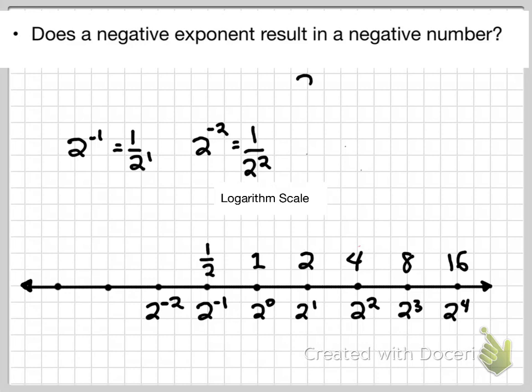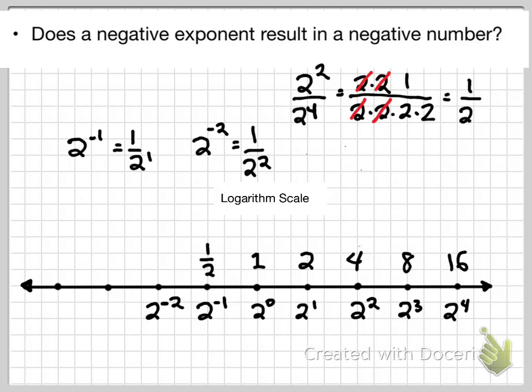So, for example, let's say I have 2 squared divided by 2 to the 4th power. If I write this out as a multiplication problem, I would have 2 times 2 on the top, and 1, 2, 3, 4 2's on the bottom. Again, these 2's cancel out, and we're left with 1 over 2 times 2, or 1 over 2 squared, and of course that equals 1/4. If I had applied the quotient rule, 2 minus 4 is -2. So I've just proven to myself that 2 to the -2 is 1 over 2 squared, or I could write it as 1 over 4.